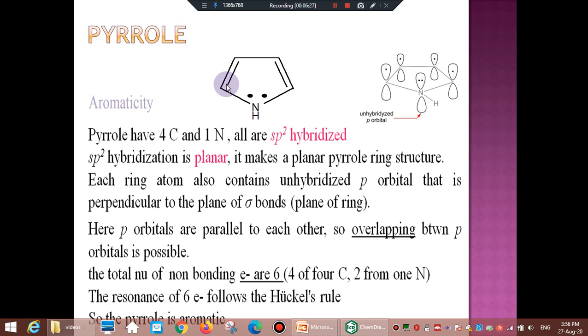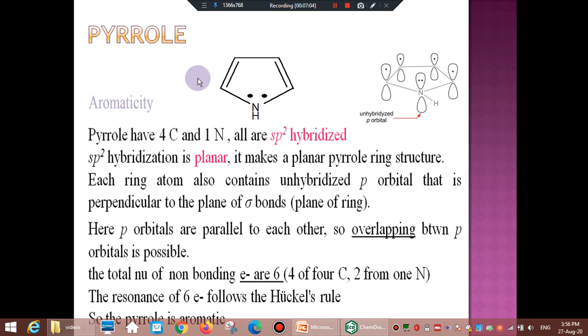All these make 6 pi electrons, forming an aromatic sextet. So the compound is aromatic according to Huckel's 4n plus 2 pi rule, where n is equal to the number of rings. Here the number of rings is 1 only. Therefore 4 into 1 plus 2, that means it must contain 6 pi electrons according to Huckel's rule. So pyrrole contains 2 pi plus 2 pi and the 2 electrons of the lone pair, making 6 pi electrons.